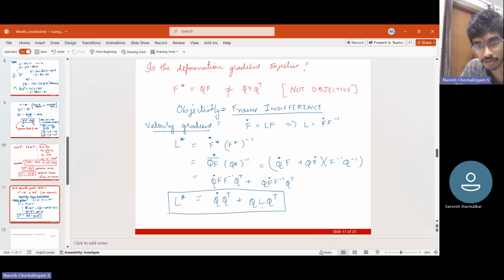So this part is objective, this part is frame indifferent. This other part you can't say that. This part is what we want. If L is frame indifferent, it should be only Q L Q transpose. However, you have a certain tensor sticking to it. We'll see what this tensor is.